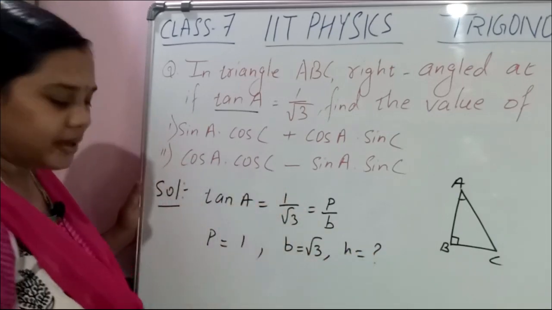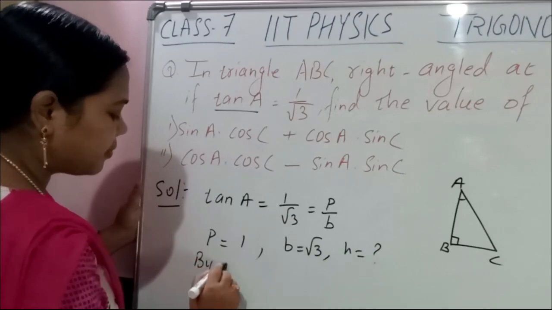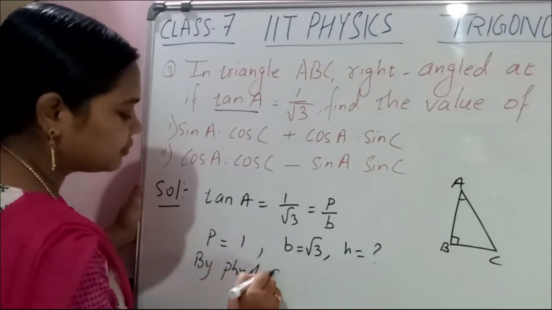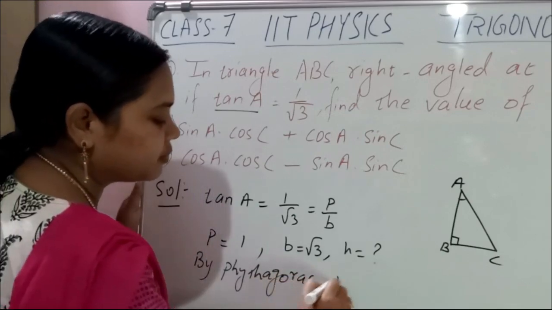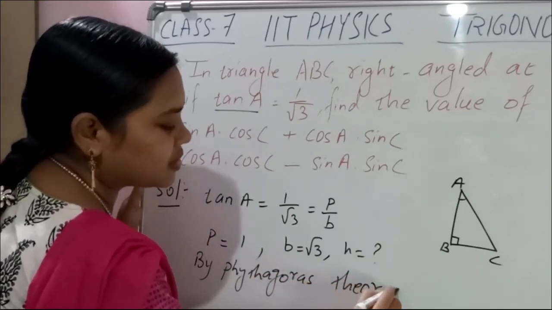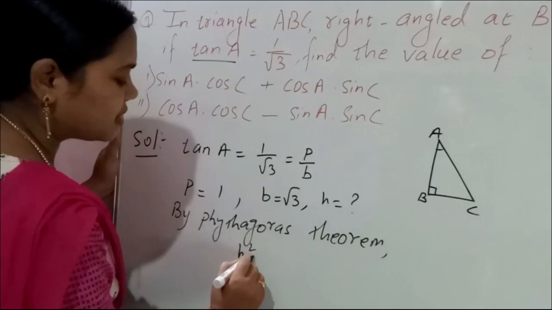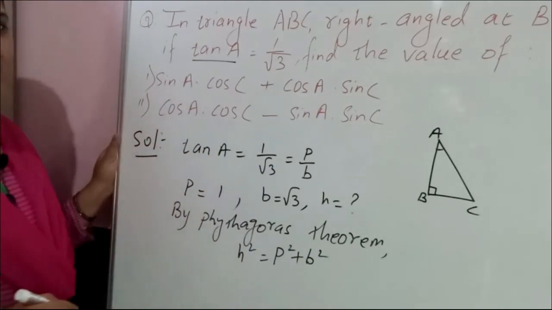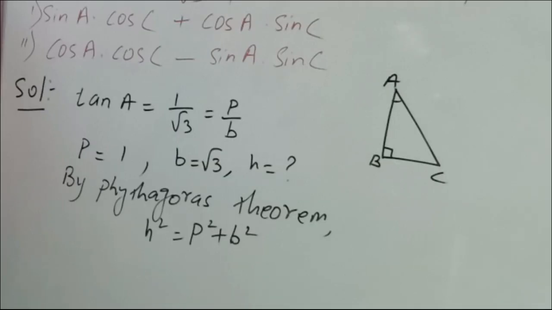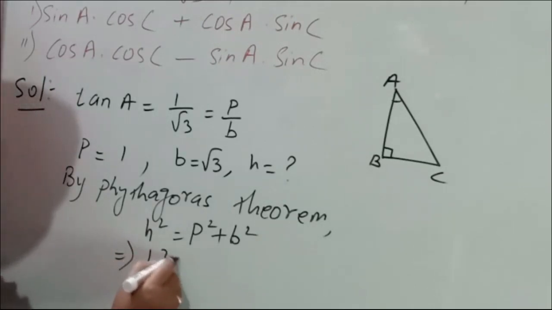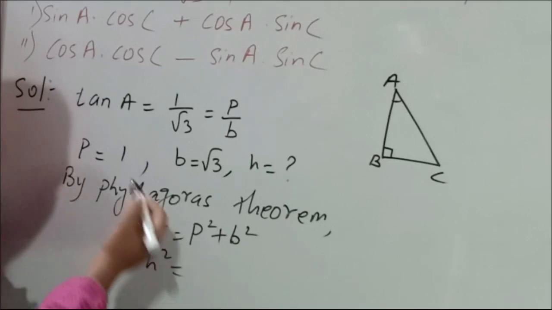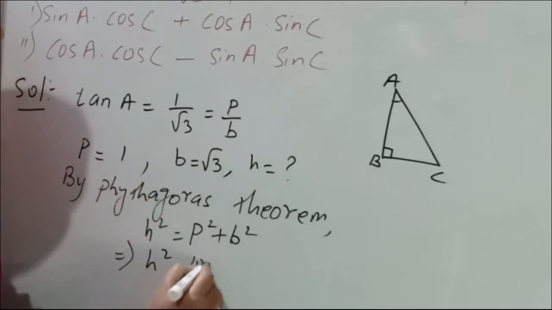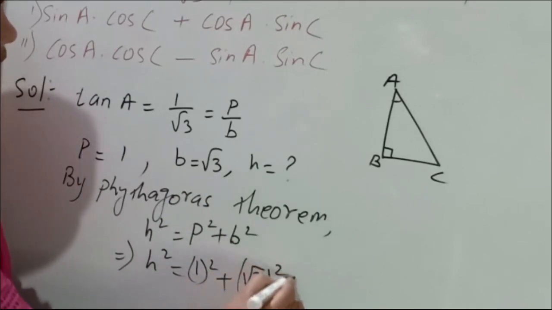So by Pythagoras theorem we will find it. What does Pythagoras say? H square is equal to P square plus B square. Hypotenuse square is equal to perpendicular square plus base square. H square is equal to P square, what is P? 1 whole square, plus B square, B is root 3 whole square.